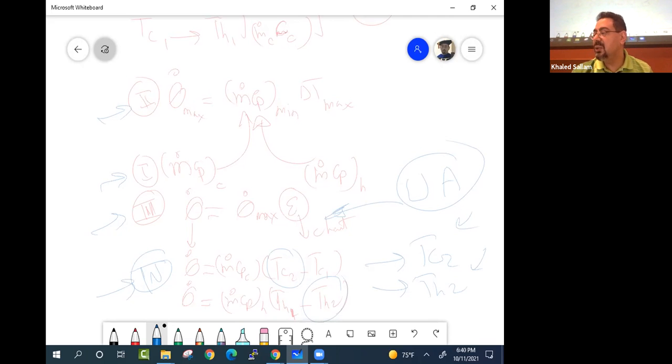So let's see those charts and how we can use UA to calculate epsilon. It's not really scary. I don't know why I was so scared of it when I was an undergrad.